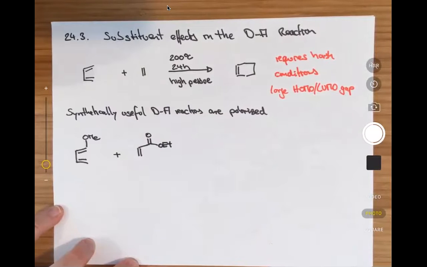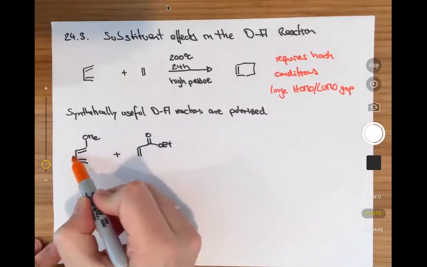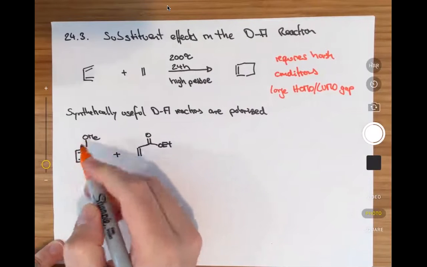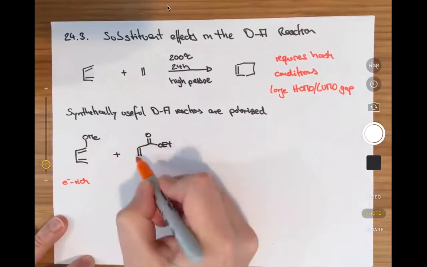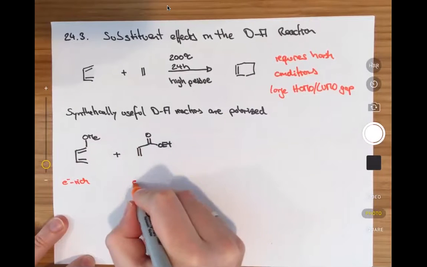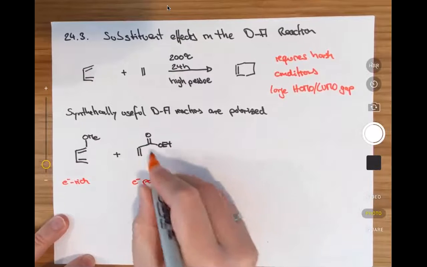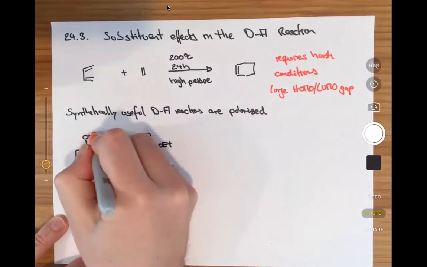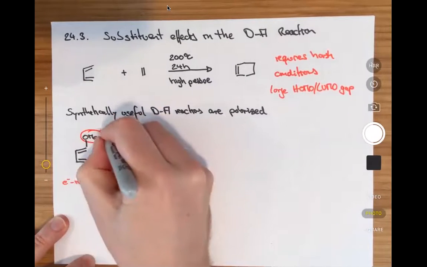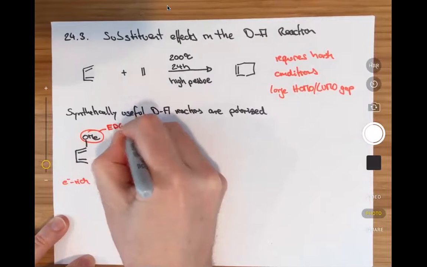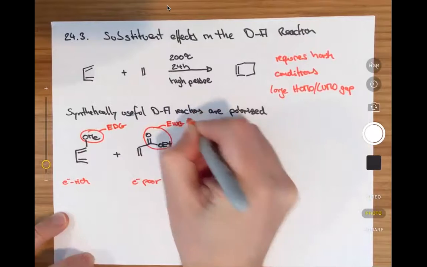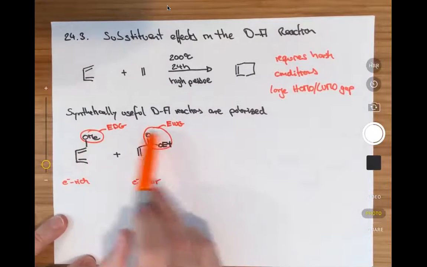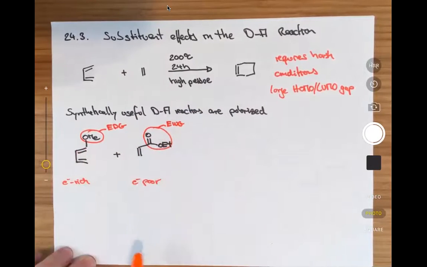And if you take a closer look, you'll quickly realize that one of these partners is relatively electron rich. So it has an electron donating group on here. So this is electron rich. And this dienophile here is electron poor, because it has an electron withdrawing group on here. So we could circle this and write here electron donating group, and this here is essentially an electron withdrawing group. So they're opposing substituents on the diene and the dienophile.